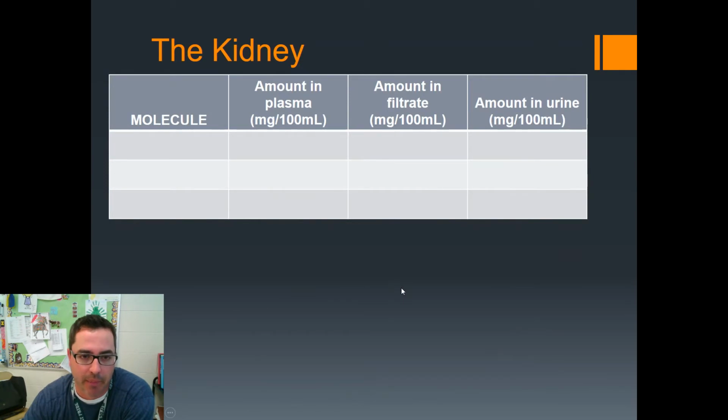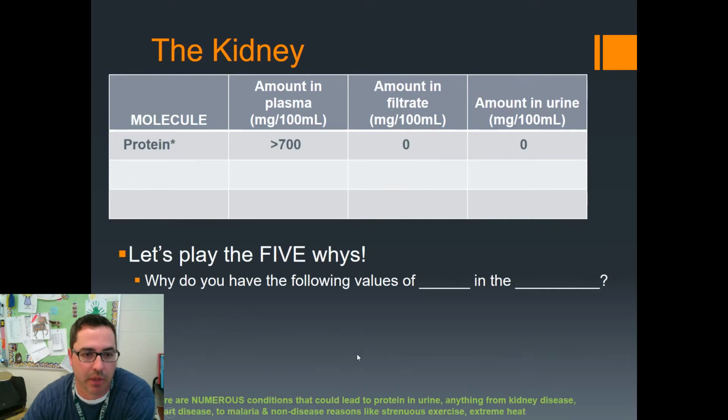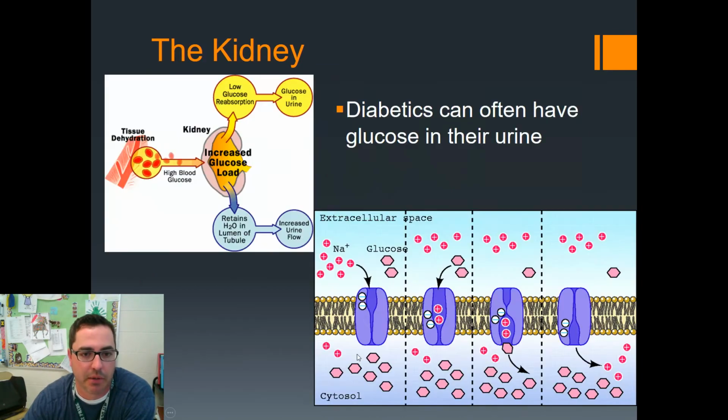So we're going to play a game when you guys come back, and we're going to talk about things that could end up in your urine and why that would be a good thing or a bad thing and how it got there. So I'm going to skip through this slide really quick. And so we're going to talk about protein, glucose, and urea, but we'll do that on Thursday.